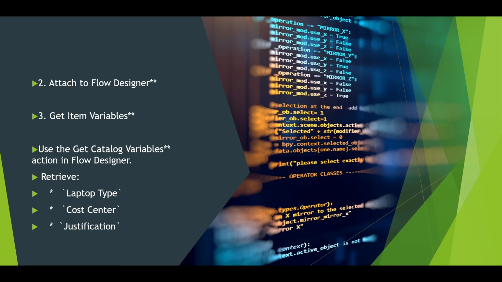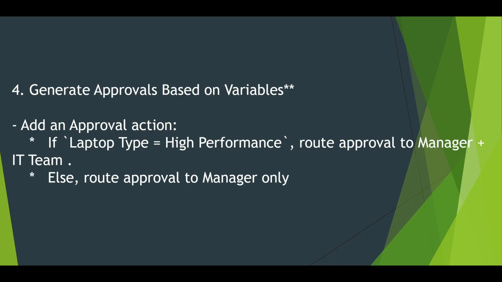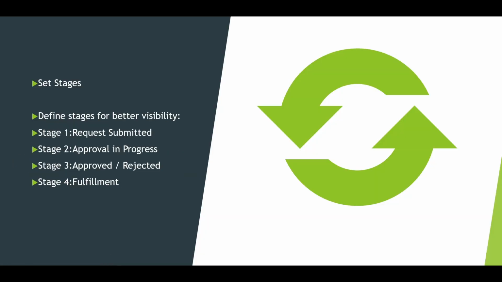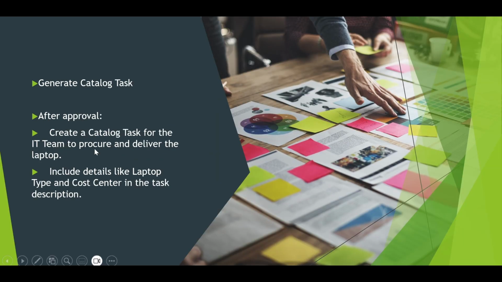And here you can see the second thing: we attach the flow designer and get the variables like laptop, cost center, and justification. Third, we generate the approval based on that. Suppose the first scenario is, if the laptop type is high performance, then approval goes to the manager and the IT team. Else it goes to the manager only. Then, based on the approval being approved or rejected, we have to set the stages. After setting the stages, we have to generate the catalog task.